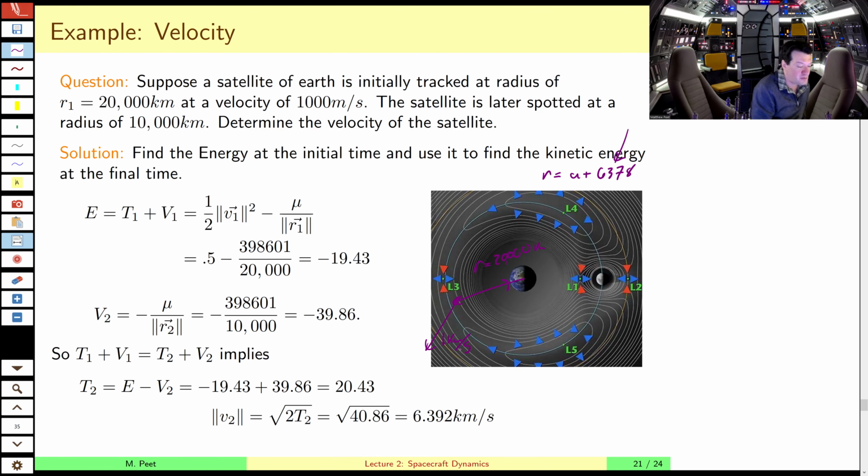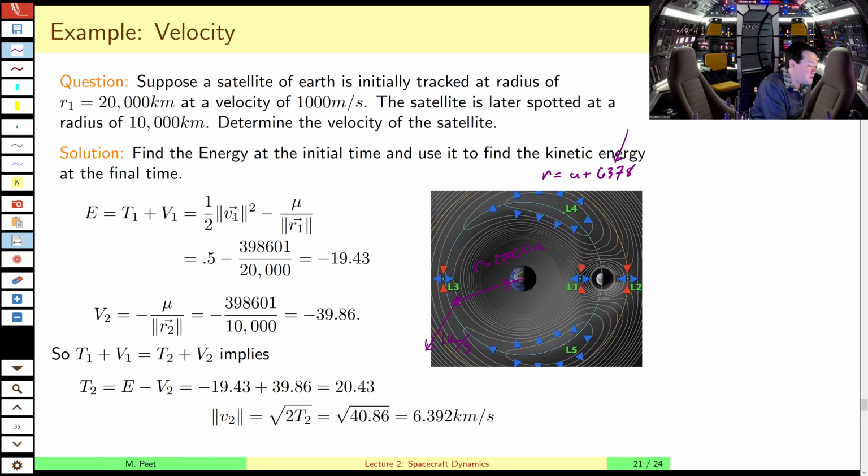Right. So it's a radius of 20,000 kilometers, and it's moving at 1 kilometer per second. We don't know which direction. Not important for this problem. This is enough information to allow us to calculate energy, right? The energy of that spacecraft, which is invariant. It doesn't change with time.